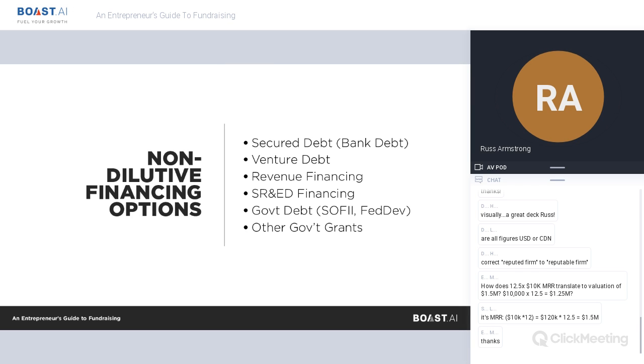So here are some of the non-dilutive financing options that are out there. So secured debt, which is bank debt, which we'll touch on first. Then we'll go into some venture debt options and what the metrics are and what they look like on those. And obviously followed by revenue financing or contract financing. We'll show you some examples of how that works. Share financing, which we already covered. We won't jump back into that again. And then there's obviously some government debt options plus some other government grants that are available out there.